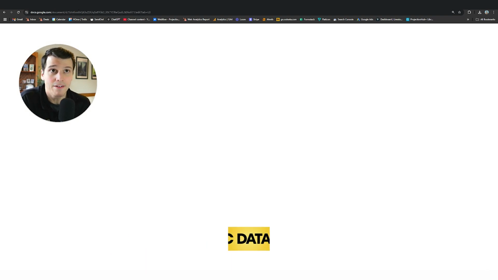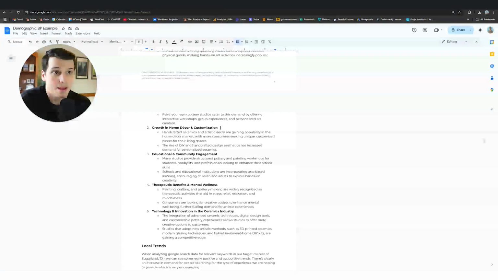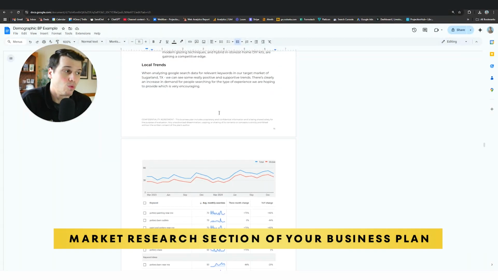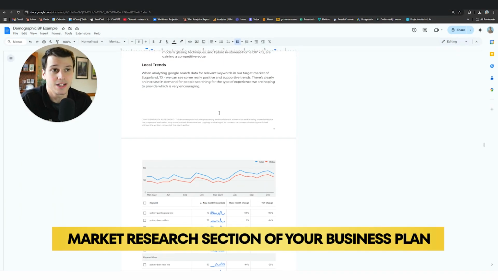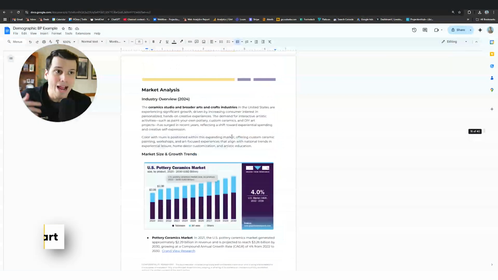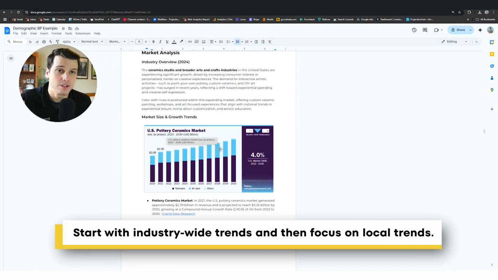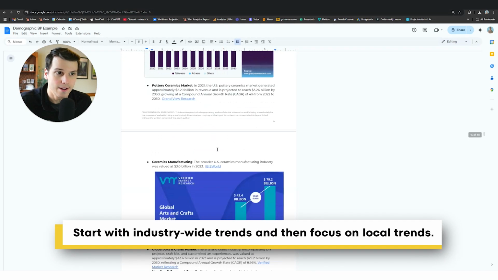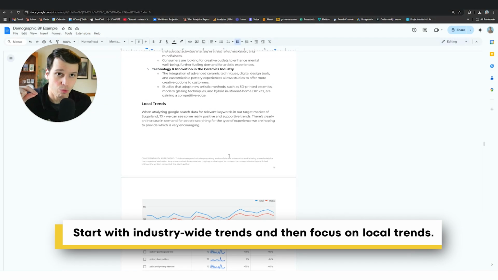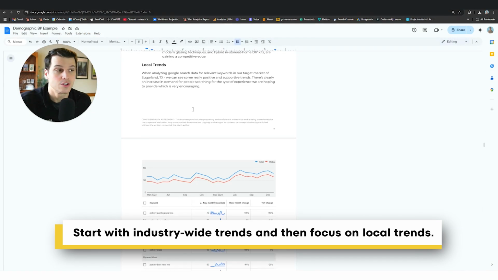So I have an example business plan pulled up here, and I am in our market research section. And one thing I really like to do in our market research section is a macro level detail, right? So we're grabbing some industry level trend data. And then, where the real money is at, is the local trends. So then we're zooming in.